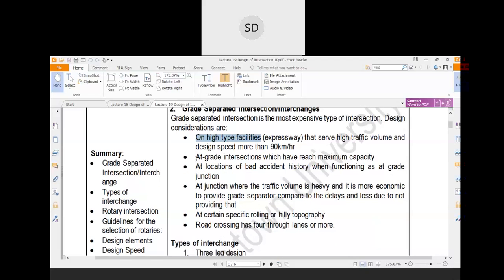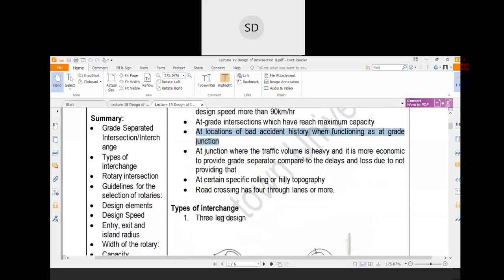You can also provide it at a place where the at-grade intersection has reached its maximum capacity. Suppose a particular intersection cannot manage the traffic properly. You can observe that in most cases there are traffic congestions. In such cases, you can provide a grade separated intersection. Also at locations with a bad accident history. Suppose a particular intersection area has different features due to which different accidents occur and it is a major accident prone area. In such cases you can install a grade separated intersection. Then at junctions where the traffic volume is heavy, that is, the number of vehicles exceeds the limit of the intersection.